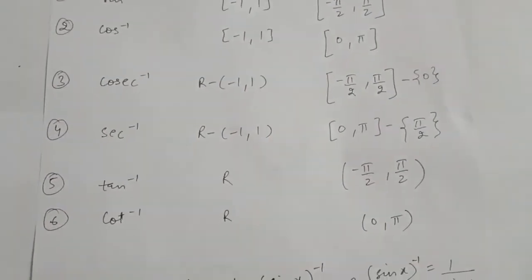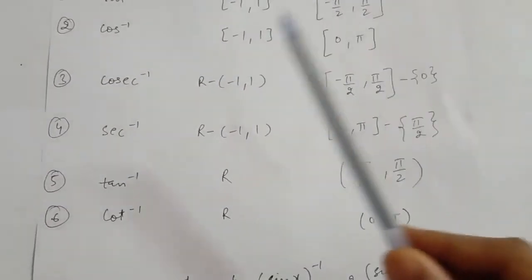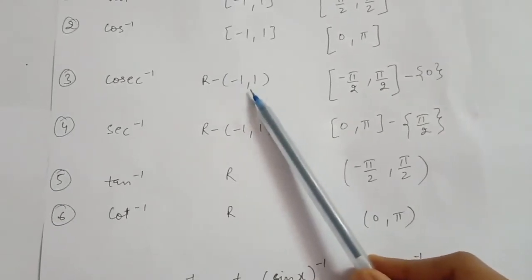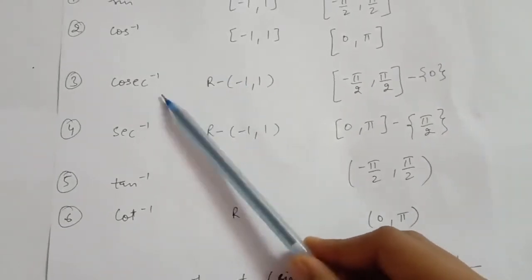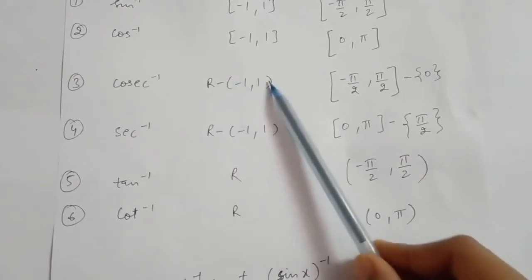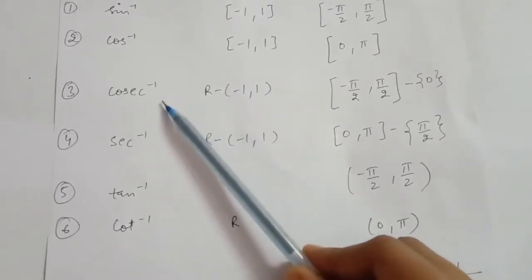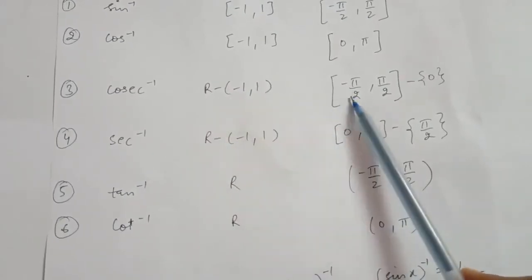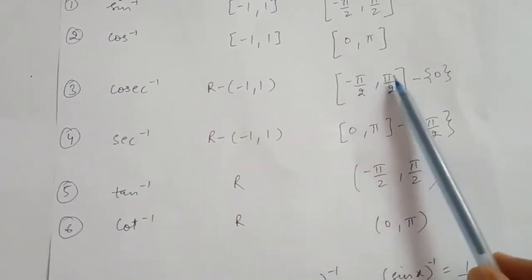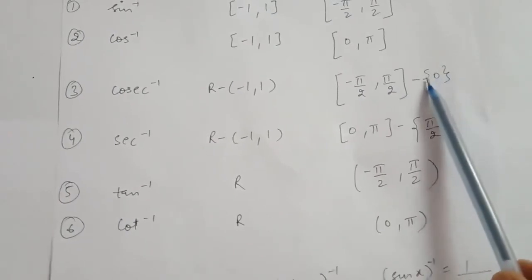Now in cosecant inverse, this was the range of the function cosecant. So now in cosecant inverse, this will be the domain of the function, right? And the range of this cosecant inverse will be -pi/2 to pi/2, but excluding 0.